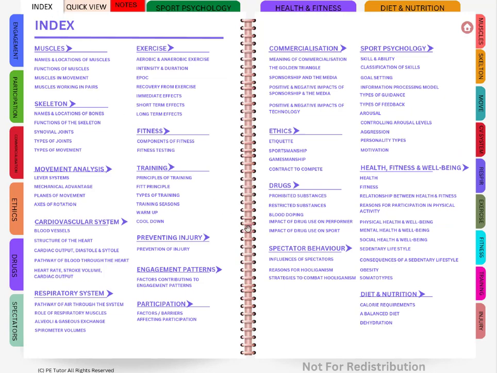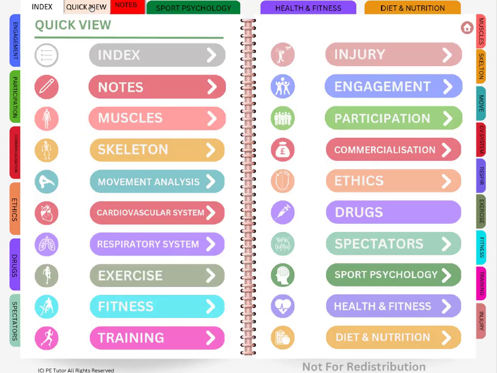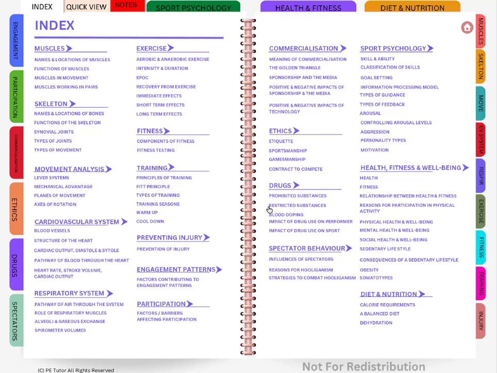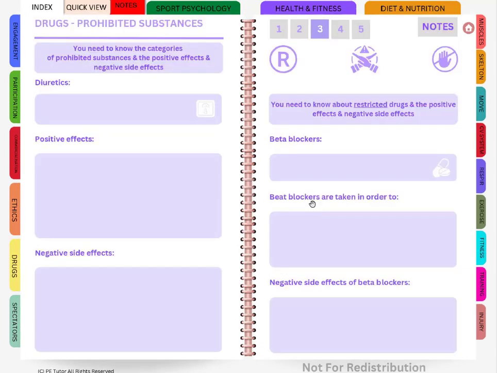So we've got index covering every single part of the specification for AQA, but we've also got a quick view as well. So if our students decide they want to go and have a quick look at drugs, click on that and it will take them to exactly the page they need to go to. And you'll notice here, this is a theme all the way through the book, that they are told what they need to know. So in this case, they need to know the categories of prohibited substances, but if we go back again to index, go to drugs, you can see there's also restricted substances. So we go there and they can learn about restricted substances.